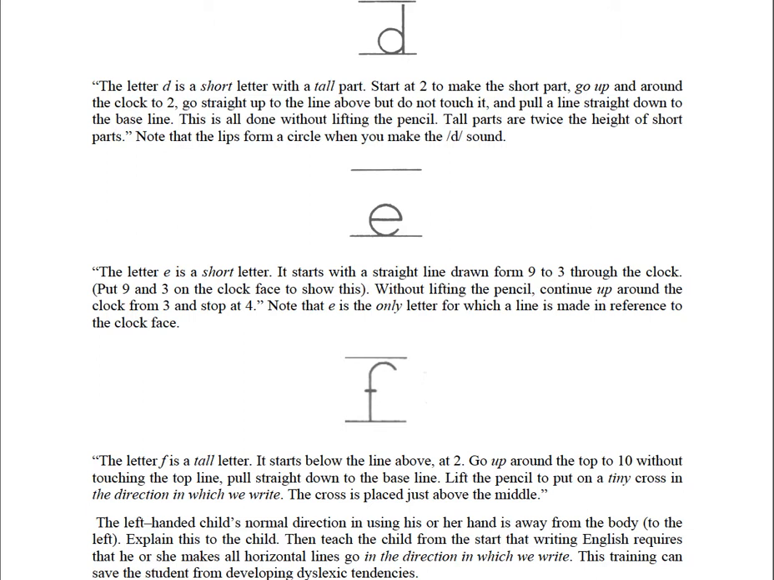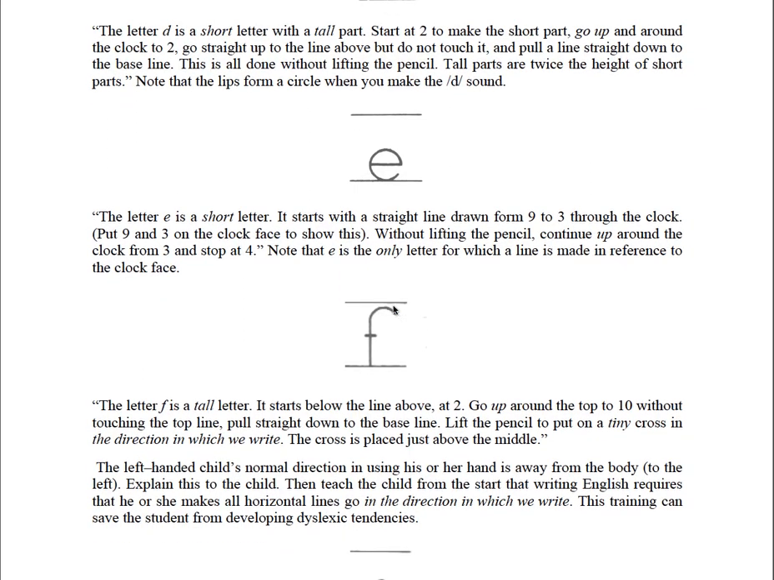All right, letter E is a short letter. It starts with a straight line at 9 o'clock, okay? We go over to 3 o'clock, and then without lifting the pencil, continue up and around the clock from 3 to 3 and stop at 4. Notice that the E is the only letter in which a line is made in reference to the clock face. And I'd like to mention, whenever a letter starts with a line, you put it close to the letter in front. I forgot to mention that with the B. That's one of the rules. Again, I'm in a hurry to get you through this.